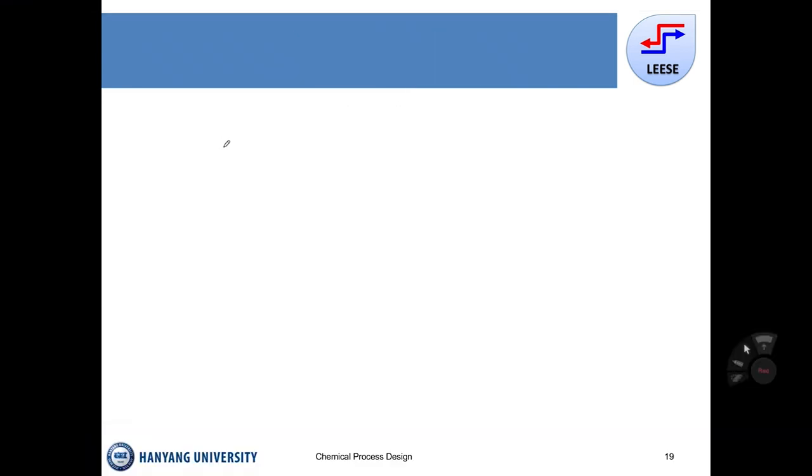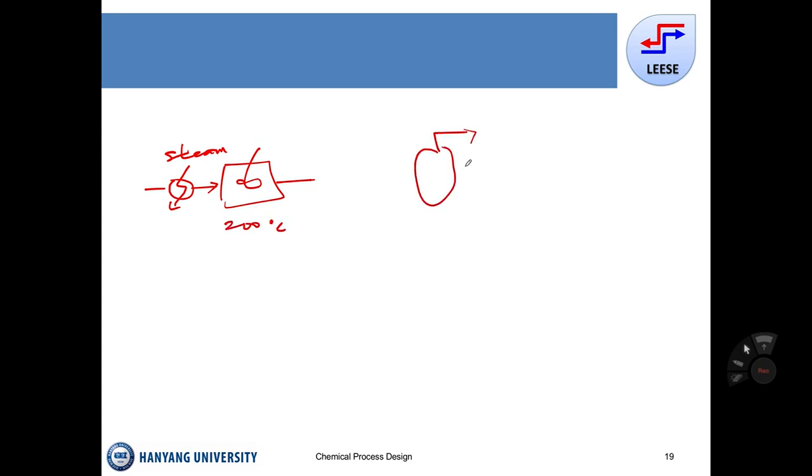I needed to explain one more thing further. In the previous case, the reactor is given with a preheater here. So preheating was made, for example, with the steam. Then let's say this is 200 degrees C, then we need a separator here. Then we might need to separate at 70 degrees C. Then we need some cooling.